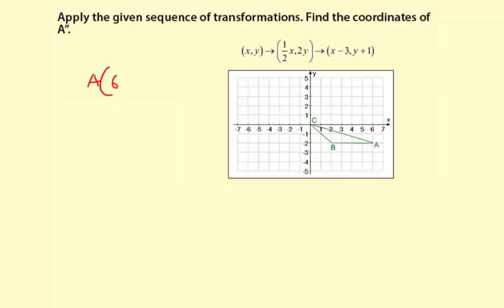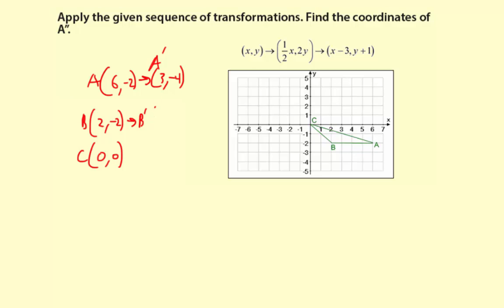A is (6, negative 2). B is (2, negative 2). And C is (0, 0). Now for the first transformation, we are multiplying the x values by 1/2. So 6 times 1/2 is 3. And then for the y value, we're doubling the y value. So negative 2 times 2 is negative 4. So for A prime, we have (3, negative 4).